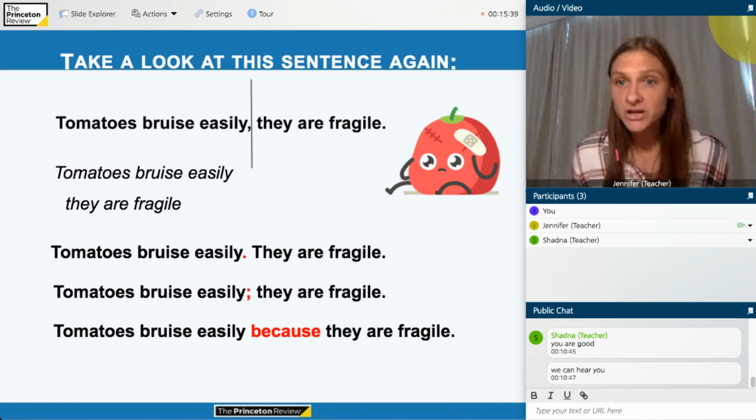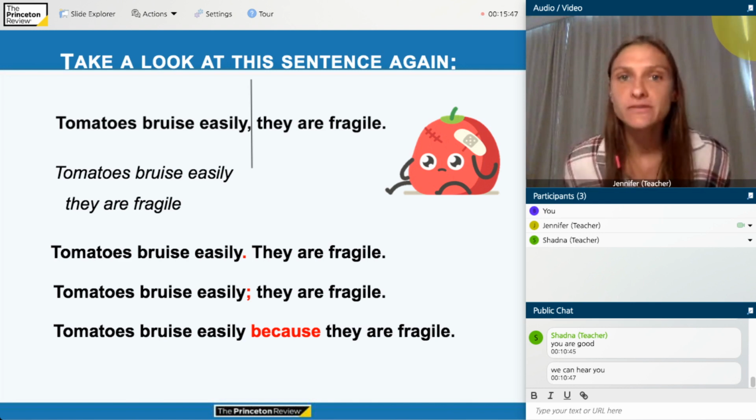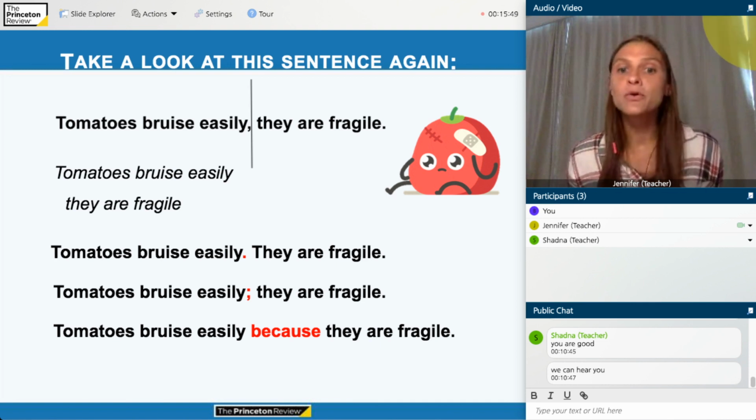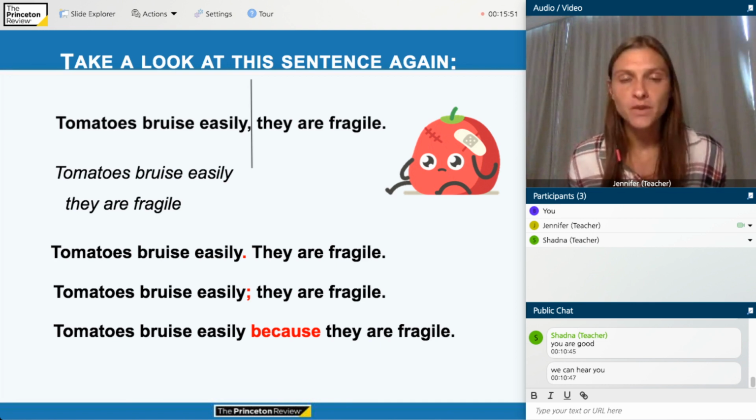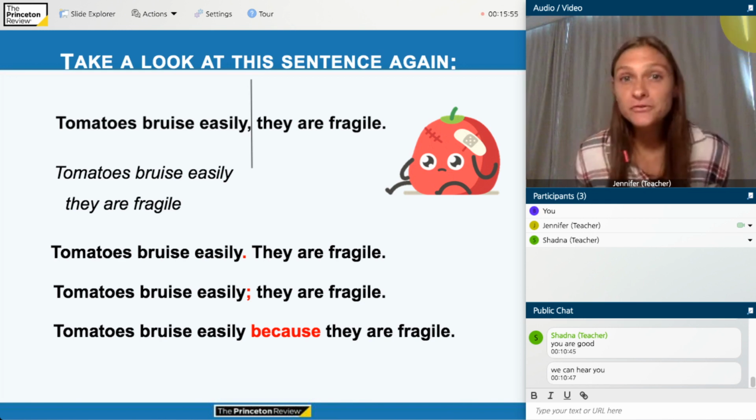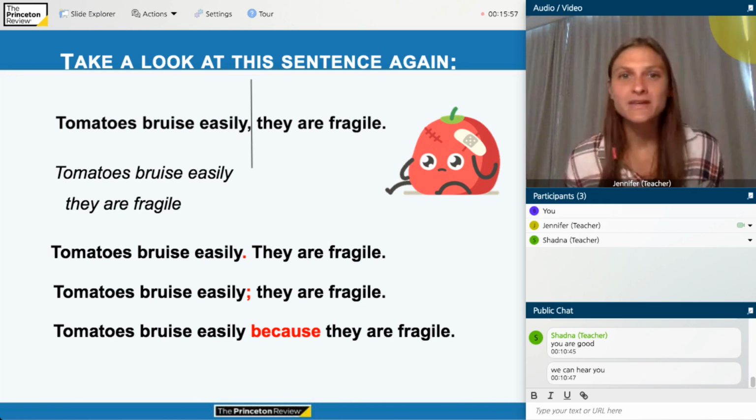You can think about your FANBOYS here too. Remember, for, and, nor, but, or, yet, so. You can actually use the first one here. Tomatoes bruise easily, comma, for they are fragile. Okay, that sounds kind of funky, right? We don't often use for in our everyday speaking these days, but for pretty much means the same thing as because. So you would just say, comma, for, they are fragile.